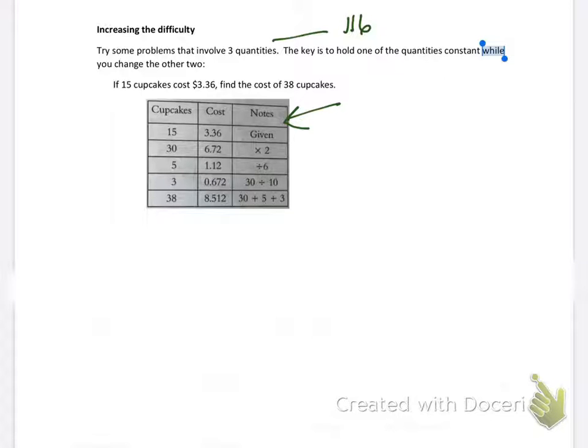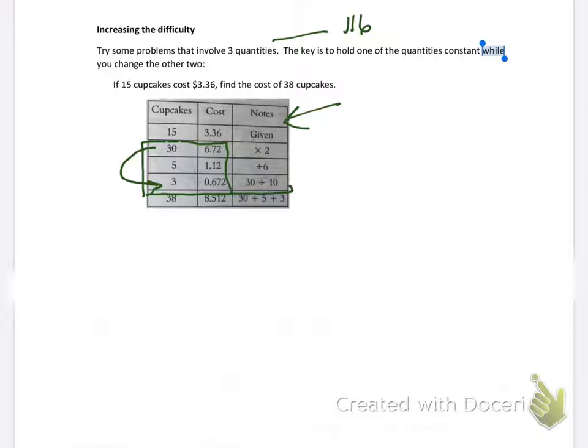What did they do then? And then they moved it down, 30 divided by 10, so they came up here, and they divided by 10, and they got the 3. And now what they're going to do is add these columns to get your 38. So don't include the 15, but include the 30, the 5, and the 3, and you can figure out the cost of 38 cupcakes in that fashion.